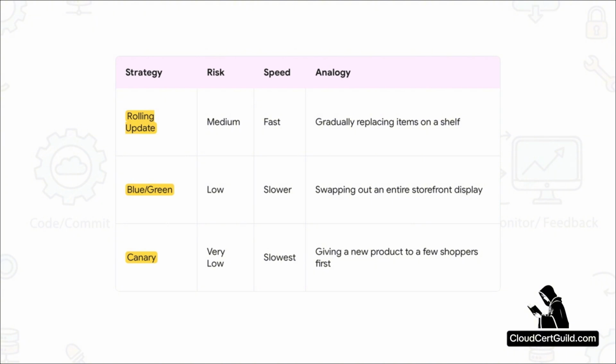And finally, you've got canary deployment. This is by far the safest, but it's also the slowest. You release the new version to a tiny fraction of your users, like 1%, and you watch it like a hawk. If everything looks good, you slowly dial it up. It's exactly like giving a new food sample to just a few shoppers first before you roll it out to the whole store.